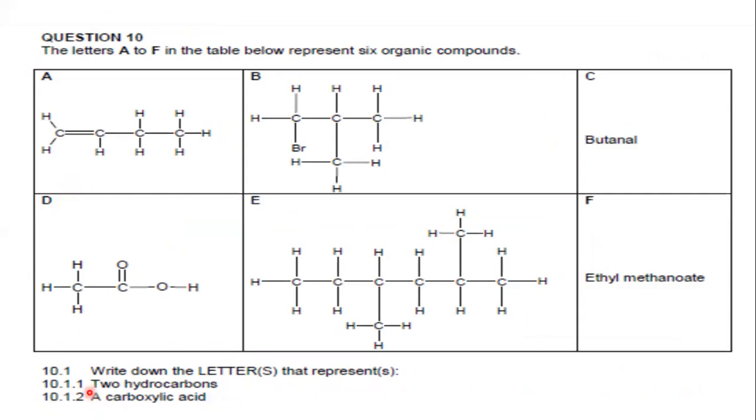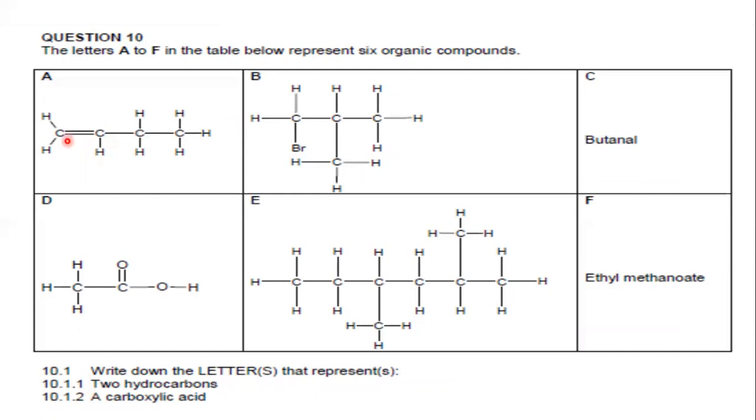Letters A to F in the table below represent 6 organic compounds. Okay, it's A, B, C, D, E and F. So indeed there are 6 organic compounds. Okay, so let's analyze it. At the very least, try to talk about the functional group that we get and maybe the names of those functional groups, okay? And also the homologous series, okay? So let's start with A.